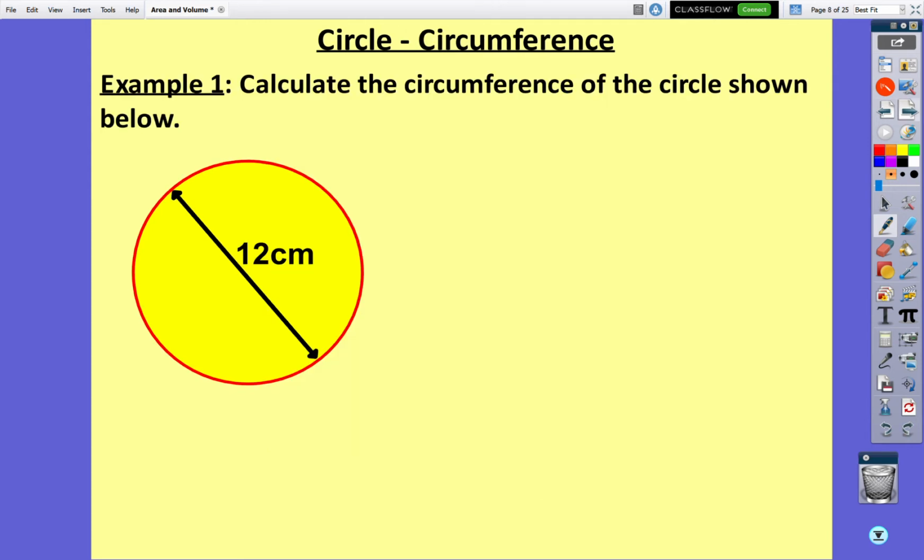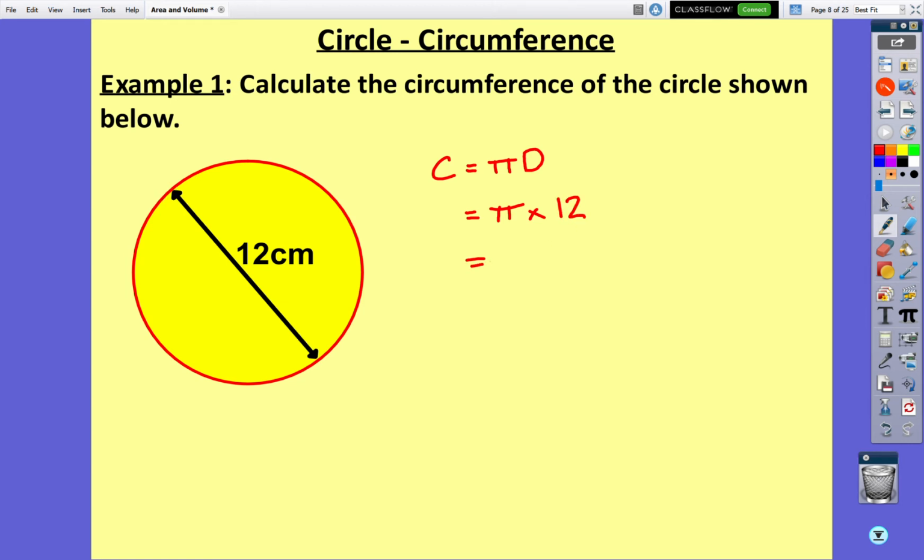Calculate the circumference of the circle shown below. So, my circumference equation, C equals pi d. Pi is just a button in my calculator, I don't need to worry about that. Now, d, remember, stands for diameter. Now look at your diagram. I've got my longest length, it is the width, it is the diameter.